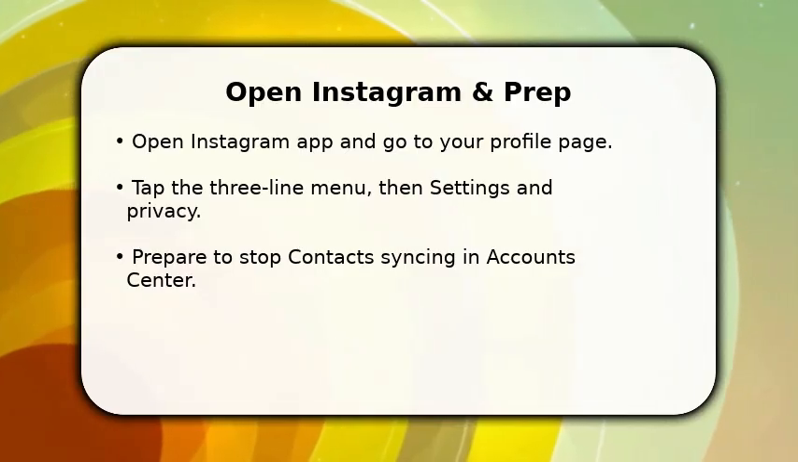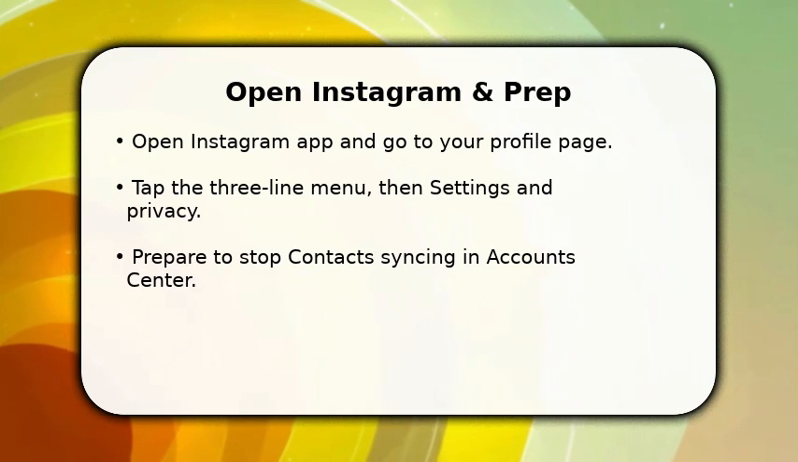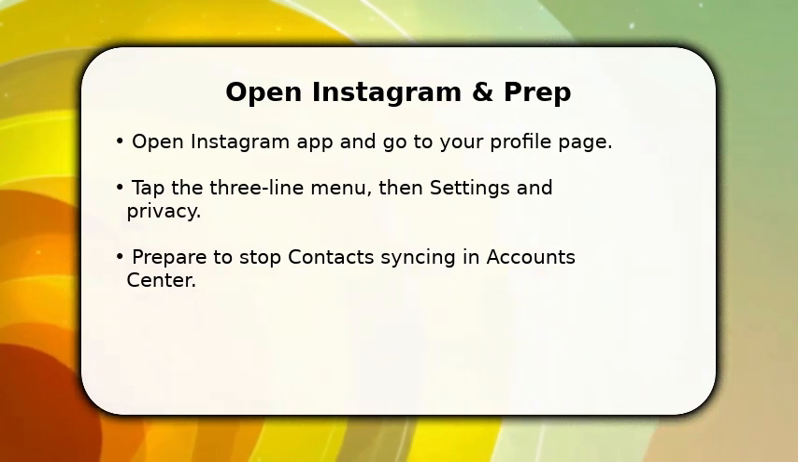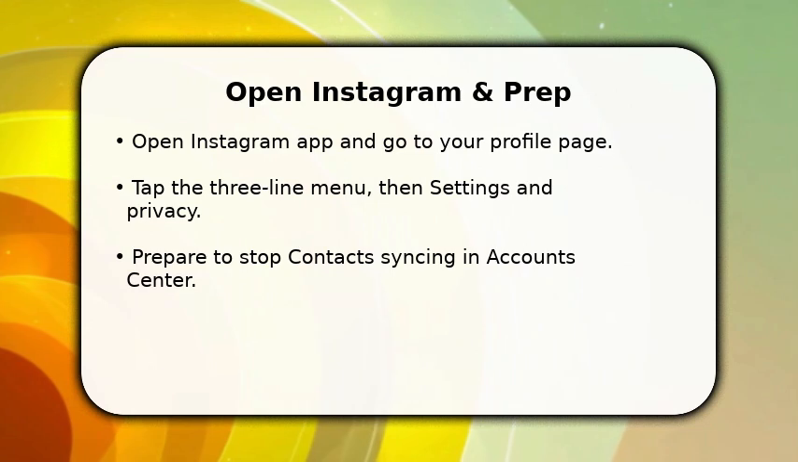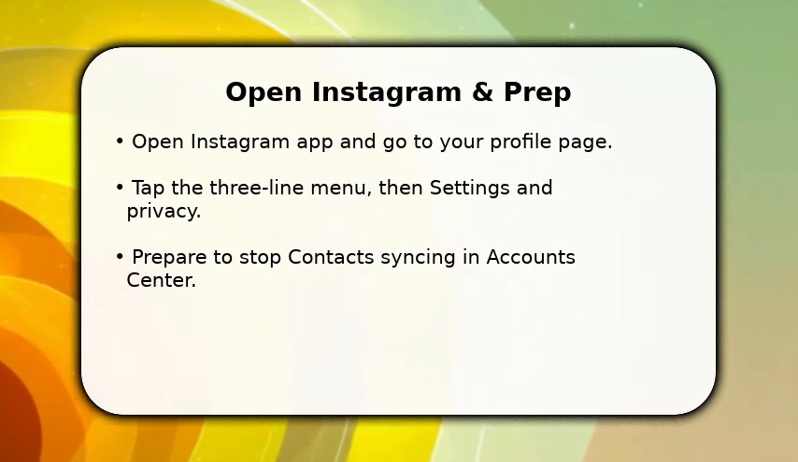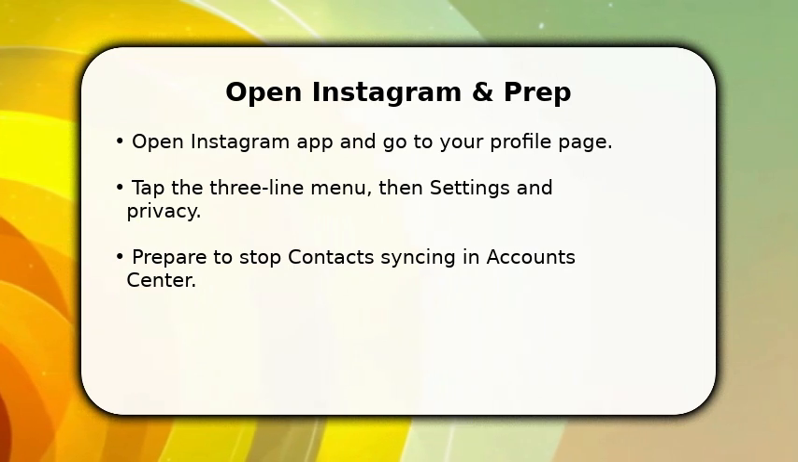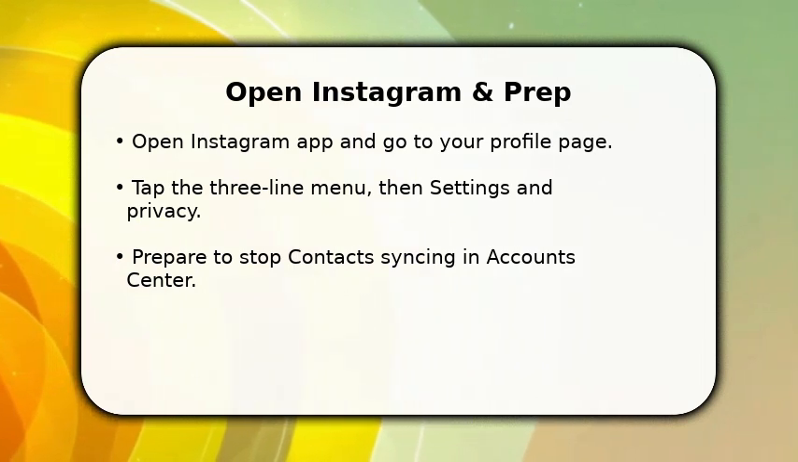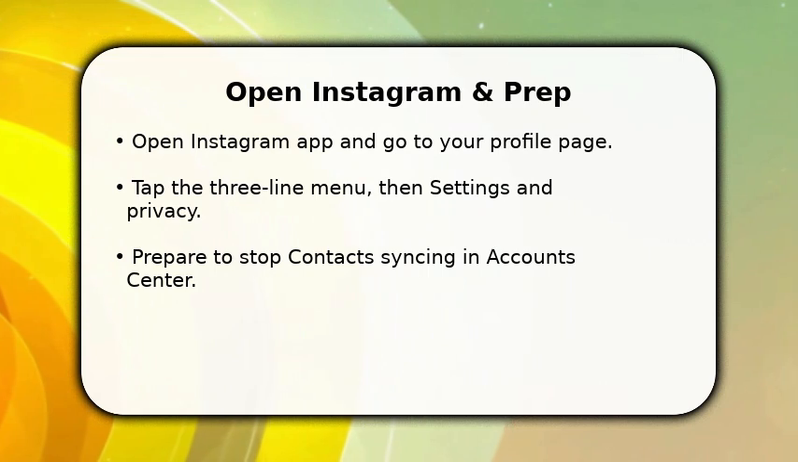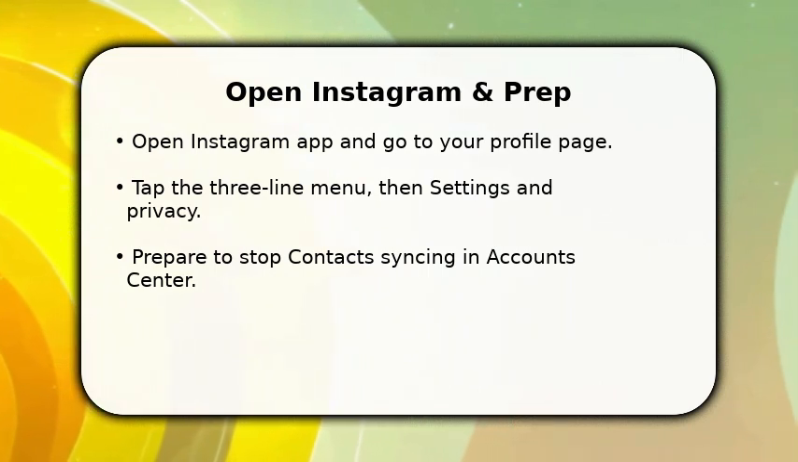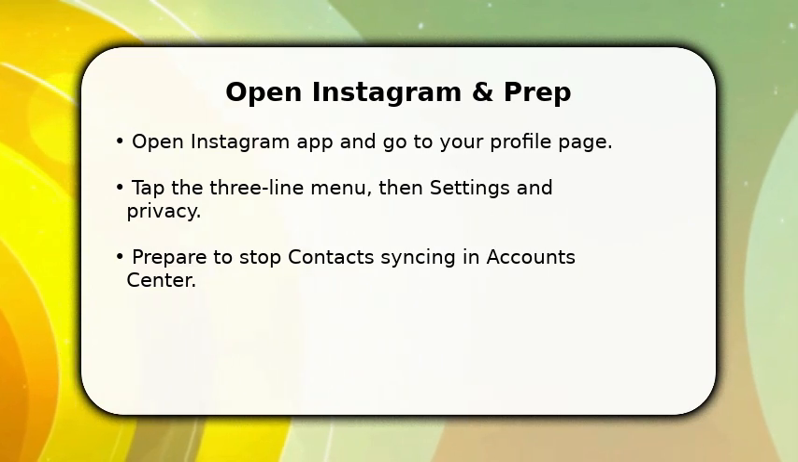You'll start inside the Instagram app because that's where contact sync is controlled. Once you're on your profile, tap the three-line menu at top right, then select Settings and Privacy. From there, go into the Account Center section. This central control manages cross-account features like contact syncing. Make sure you're logged into the account you want to change.